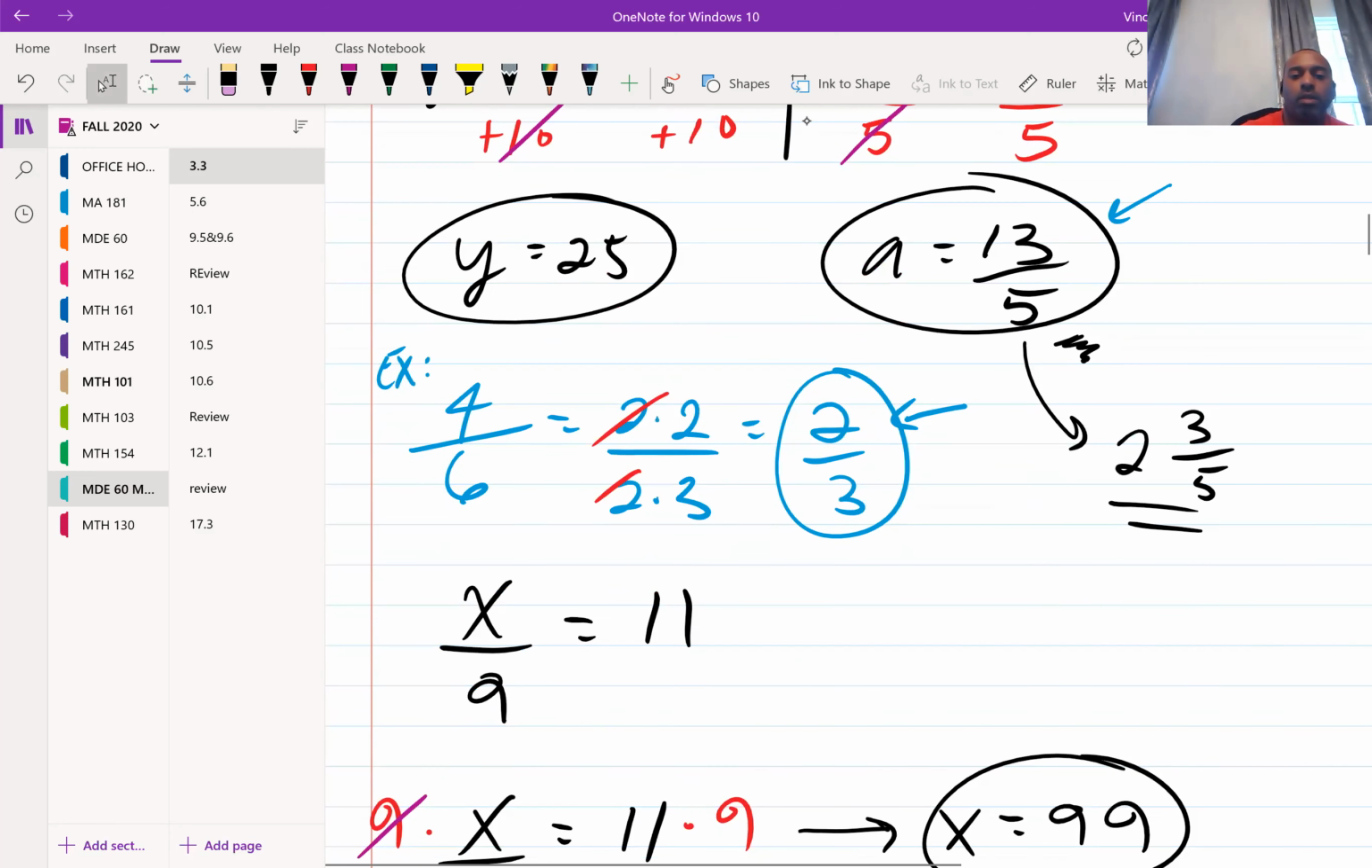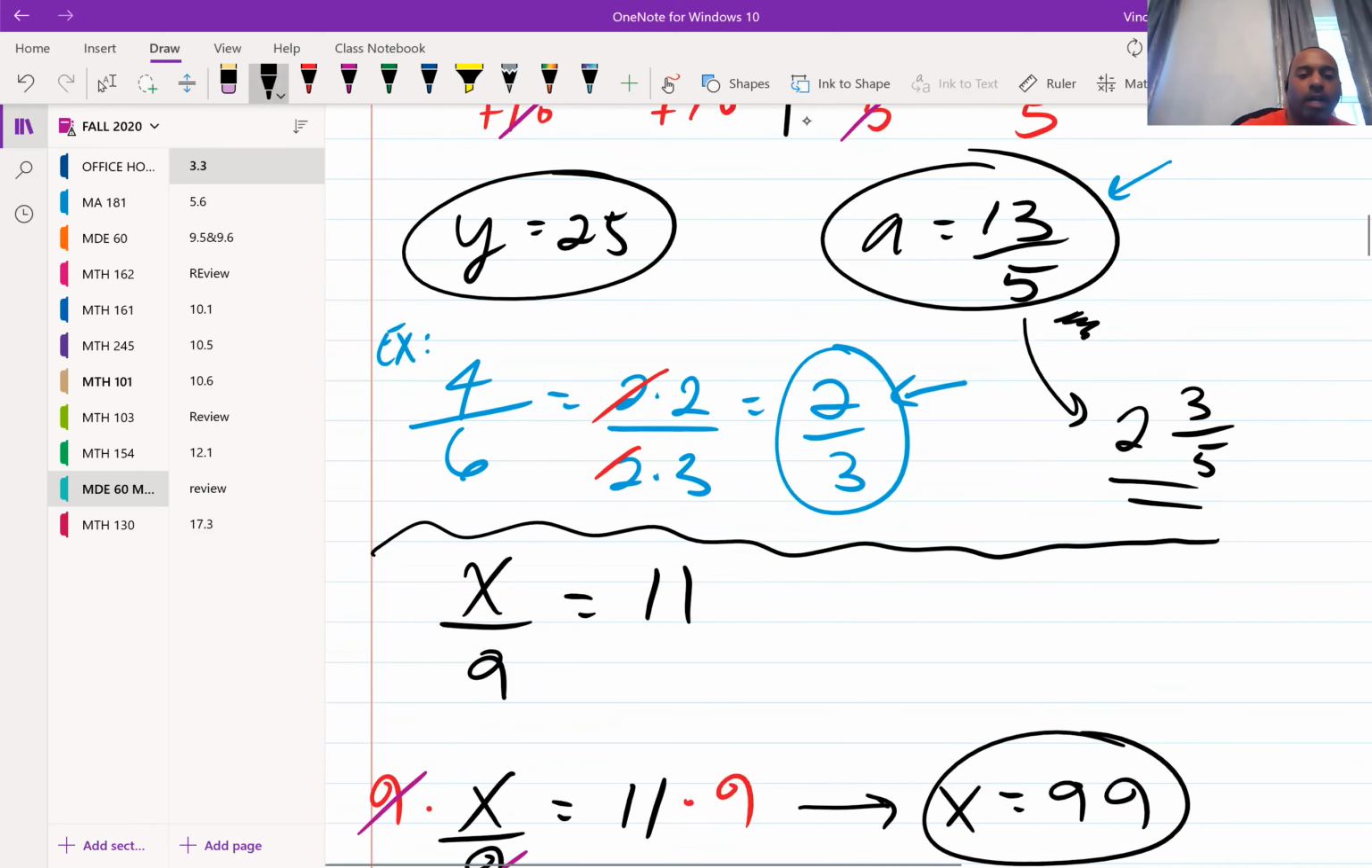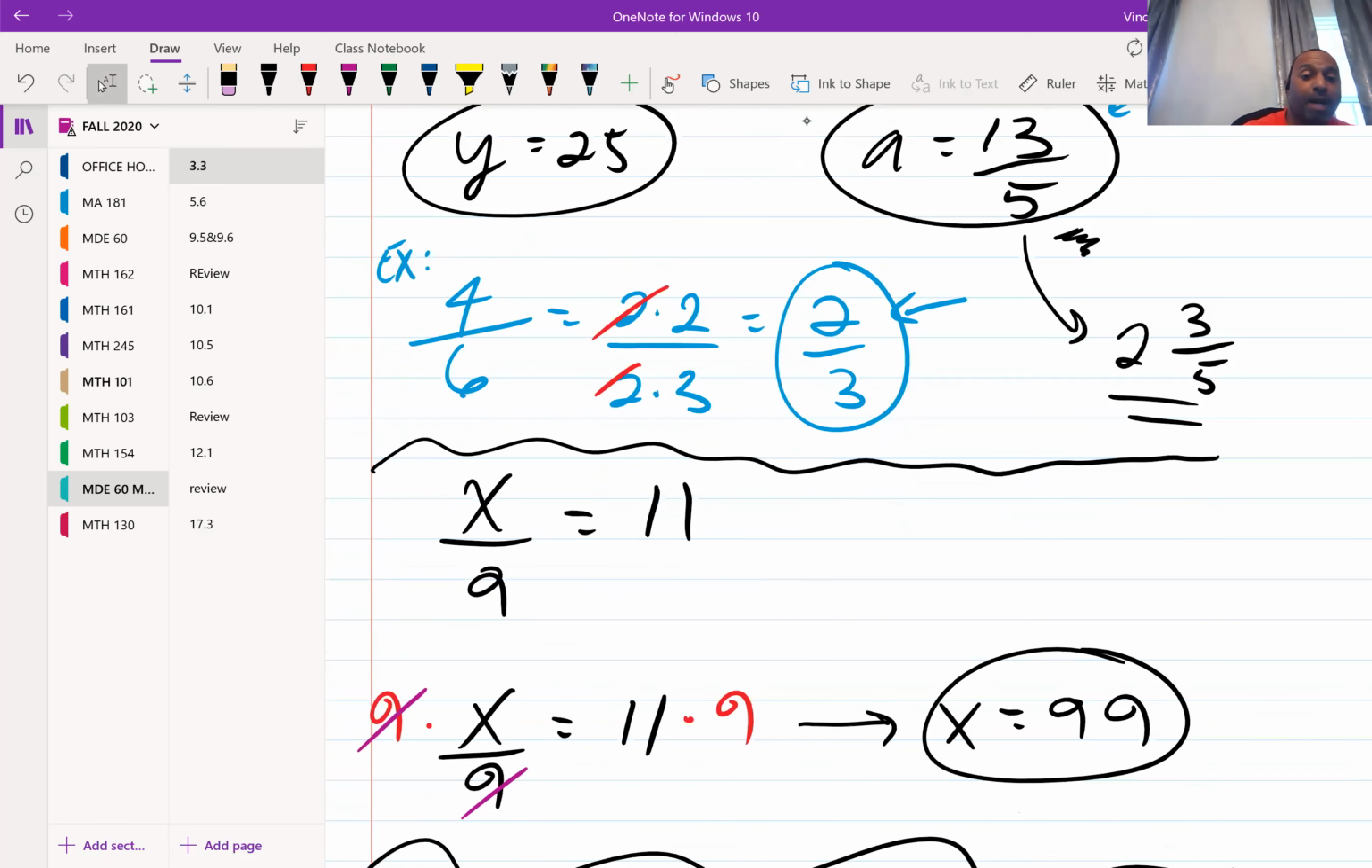Then one more one-step problem. We have x over 9 equal to 11. So you multiply both sides by 9 so that they'll cancel out. And then 11 times 9 is 99. All right, any questions before we add a little more to it?